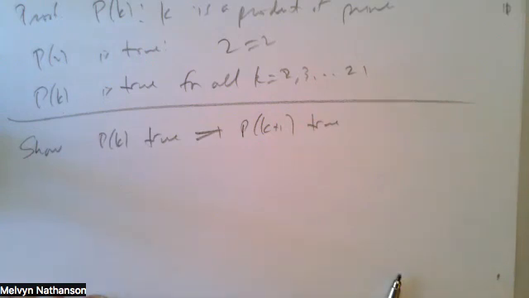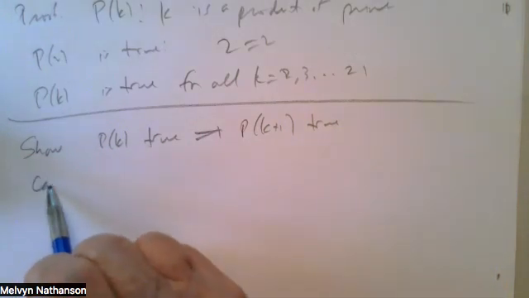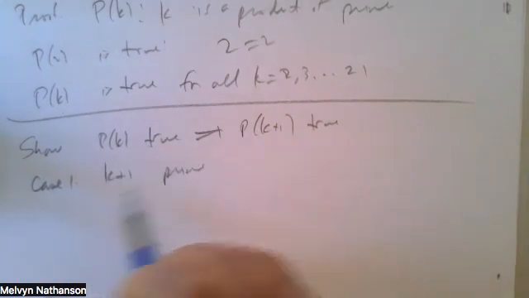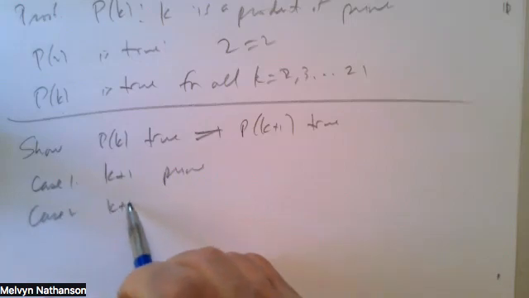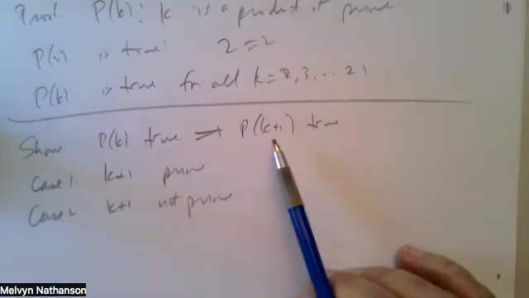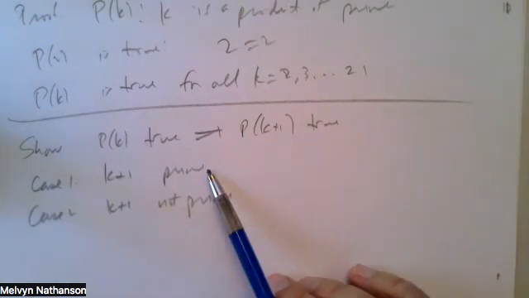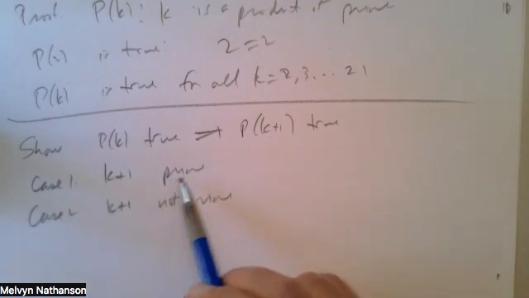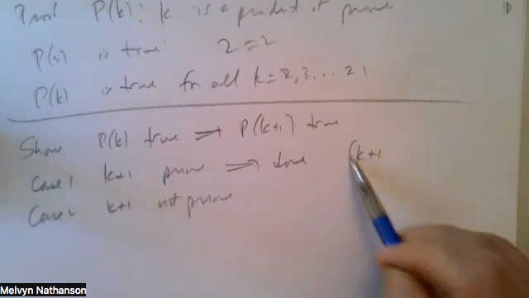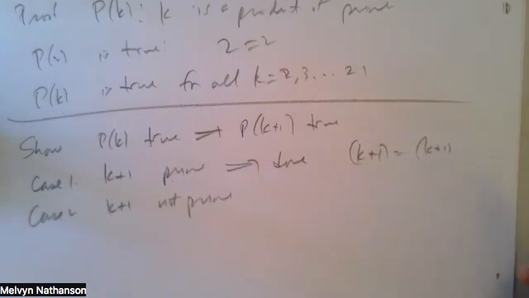So how can I do that? So there are two cases. Case 1, k plus 1 is prime. In case 2, k plus 1 is not prime, right? Those are the only two possibilities. If you have an integer bigger than 1, it's either prime or it's not prime. But if k plus 1 is prime, then we're done. Because k plus 1 is k plus 1. That's a prime. So we're done.